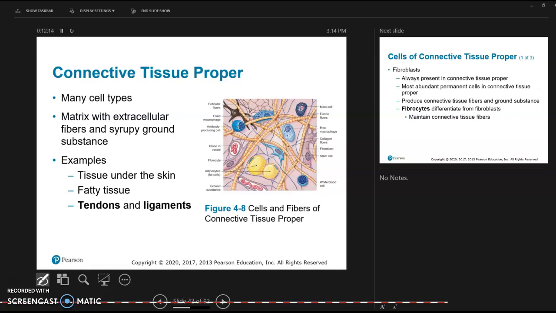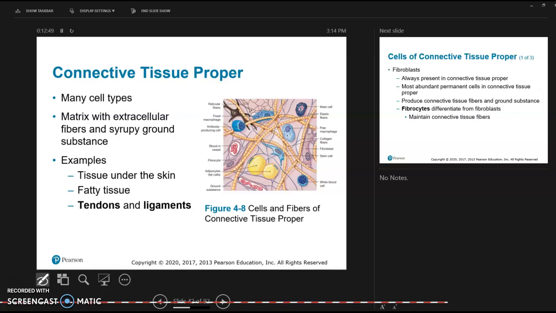In connective tissue proper, there are many different cell types, and we can see them here. We can see this cell is an antibody-producing cell, so that means it's a cell of the immune system. We see this cell is a fixed macrophage, which is also a cell of the immune system that phagocytizes germs. And then we have mast cells, another immune system cell that releases histamine. And we have fibroblasts, which produce all of these fibers that you see.